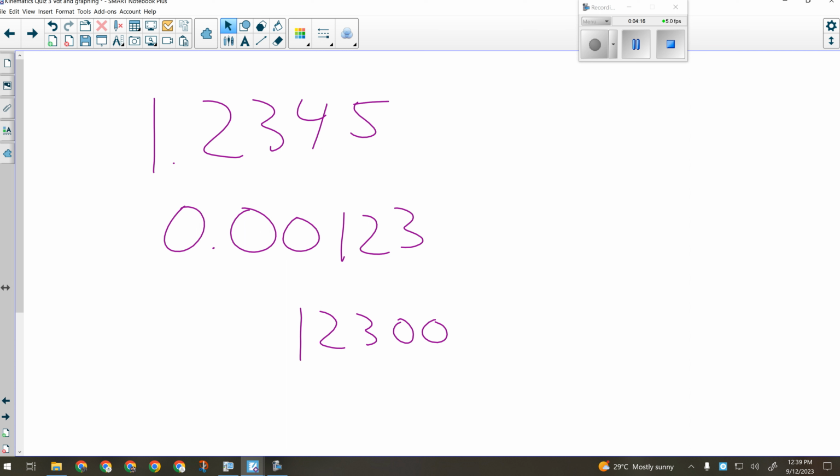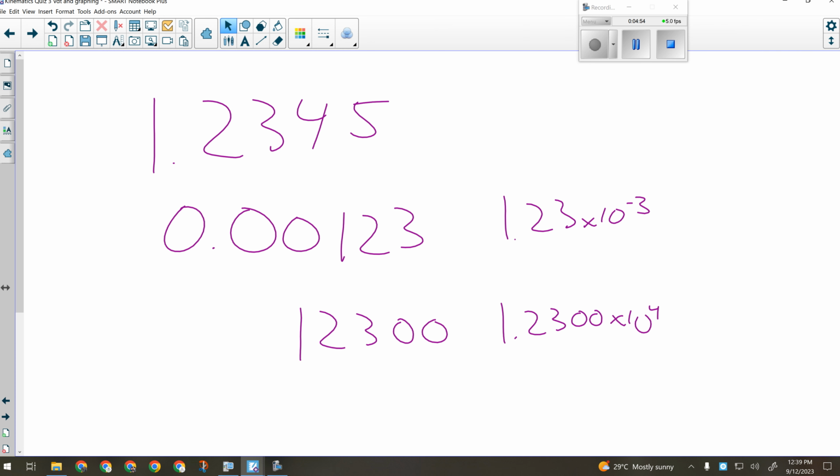When I look at this number here, if I put it in scientific notation, it would be 1.23 times 10 to the minus 3. If I put this number in scientific notation, it would be 1.2300 times 10 to the 4. I would include the trailing zeros, but not the leading zeros. Everybody with me there? Anything that's not a 0, always significant. Leading zeros, never significant. Trailing zeros, always significant.